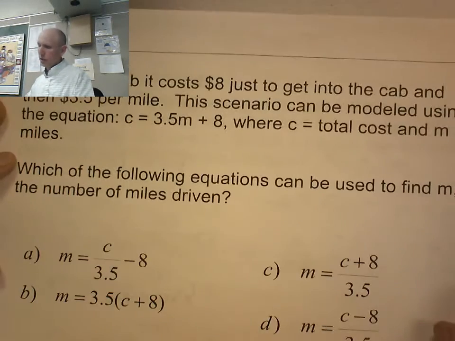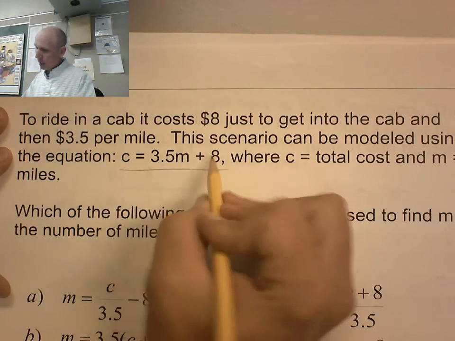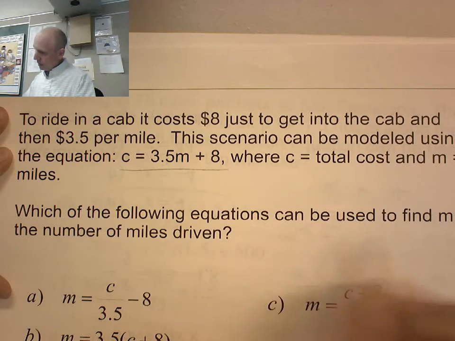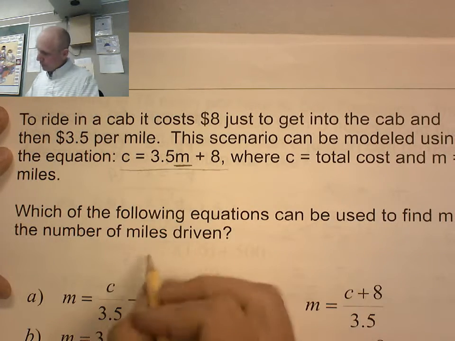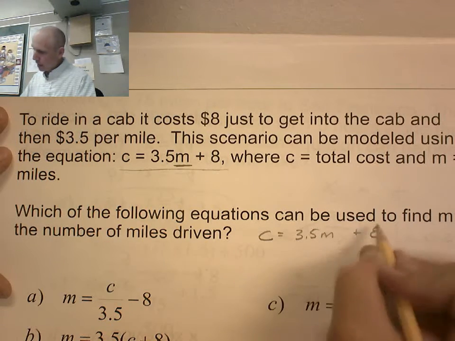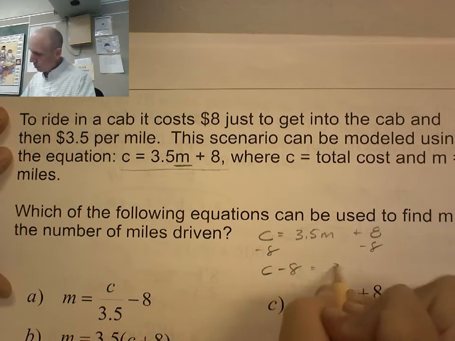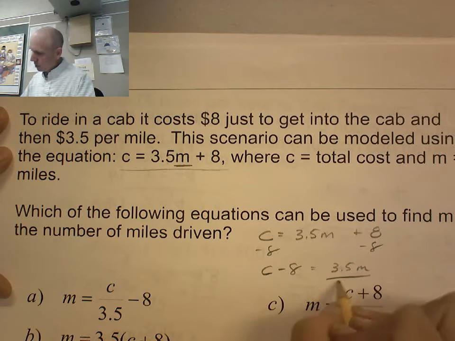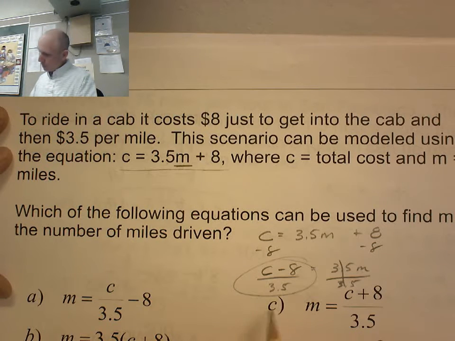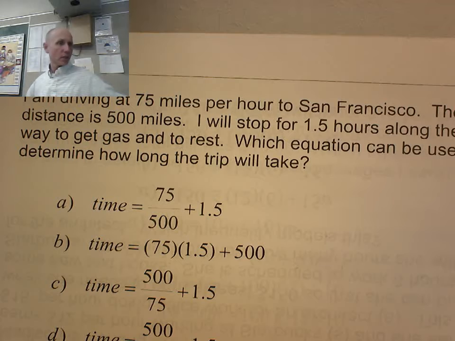Number 6. To ride in a cab, it costs $8 just to get in. Here's the model for it. So $8 to get in, $3.50 per mile. Solve this for m. So I have c equals 3.5m plus 8. I'm going to subtract 8 from both sides. It's going to give me c minus 8 equals 3.5m. Then I'm going to divide both sides by 3.5. There we go. So c minus 8 over 3.5. Cool, that was number 6.